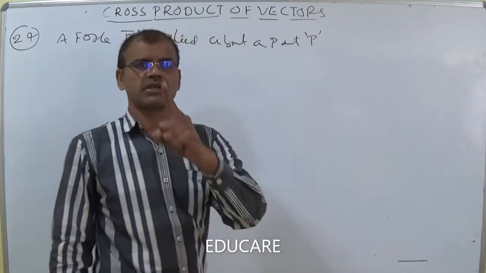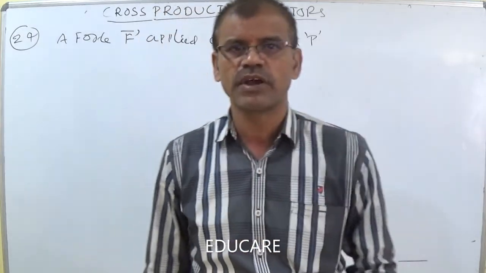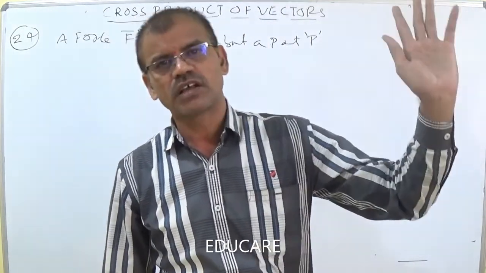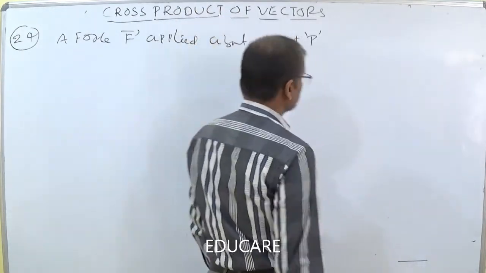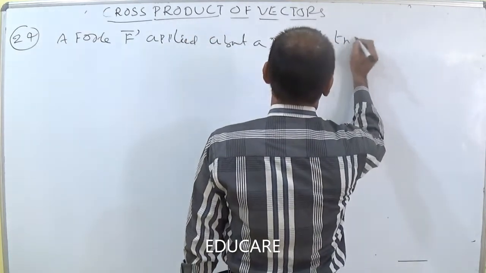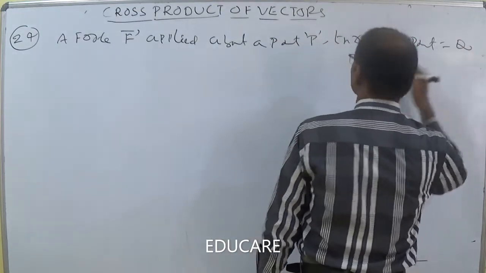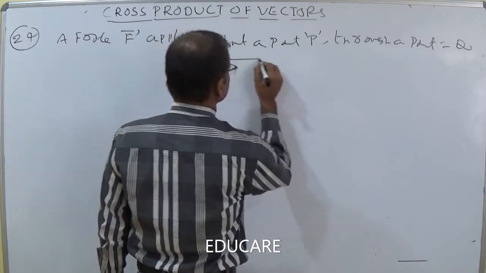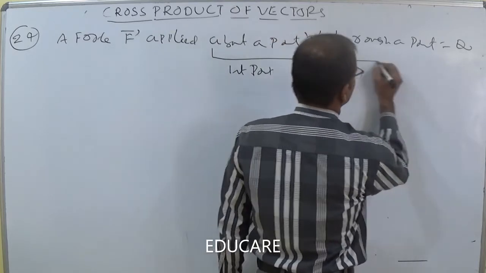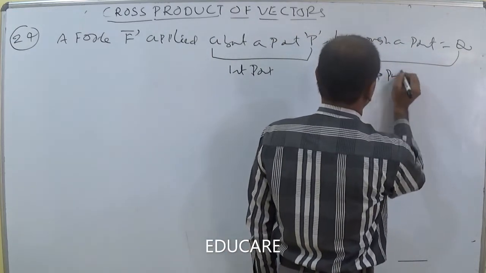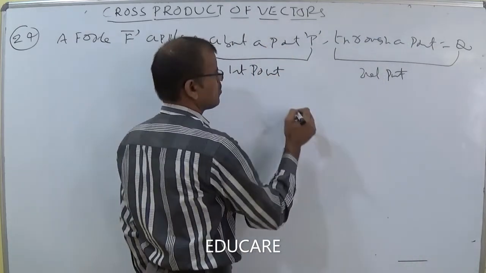About a point is always the first point and through a point is always the second point. Once more I am saying, don't forget, about a point he gives the letter maybe at last. About a point you should take as the first point and through a point you should take as the second point. About a point P and through a point Q. About a point is the first point and through a point is the second point.